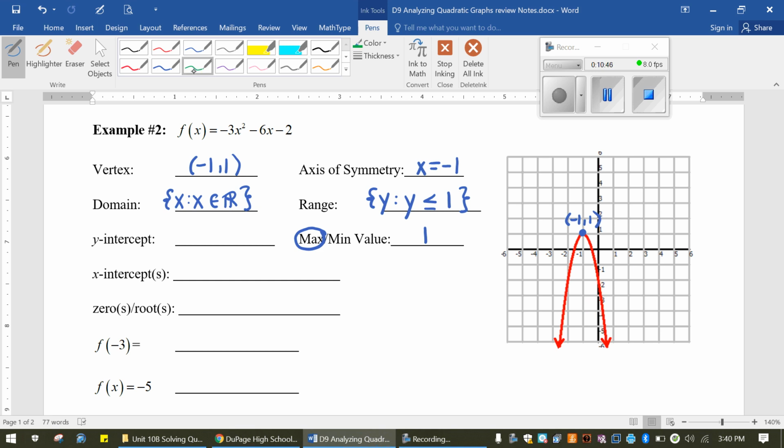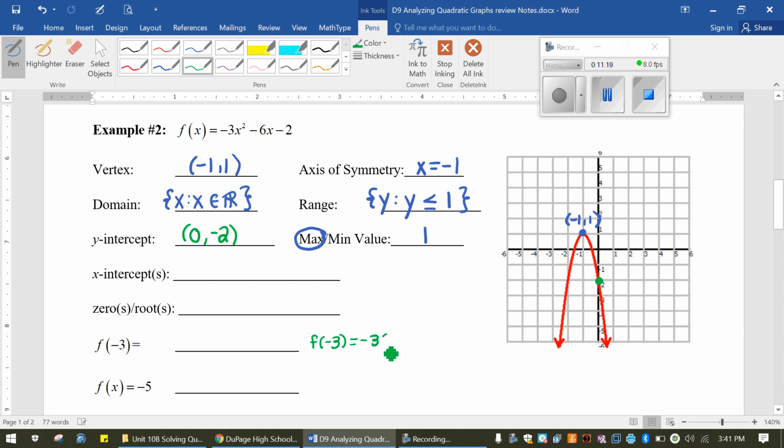Your y-intercept, number 2, or x. So if you put in a 0 for x in the standard form of this function, the negative 3 times 0 would be 0. Negative 6 times 0 is 0. Negative 2 would be negative 2. You also could have seen that right here on the graph. Okay, we're going to substitute in negative 3 here, f of negative 3.